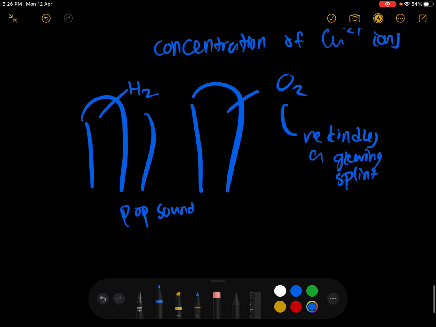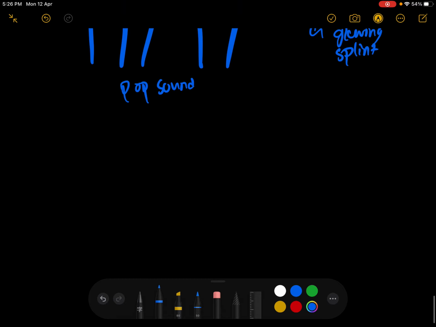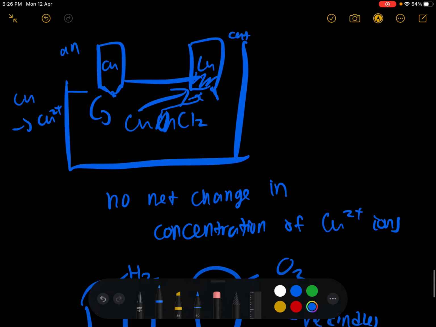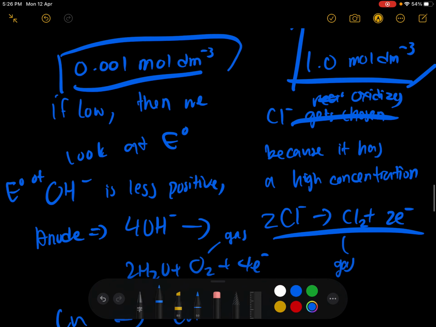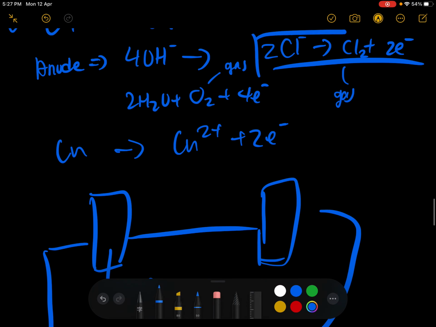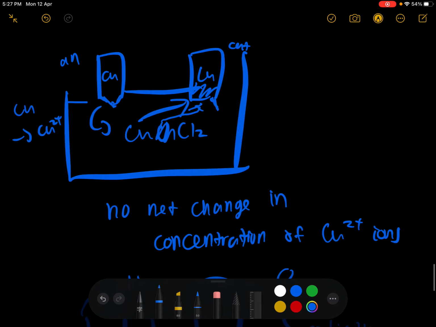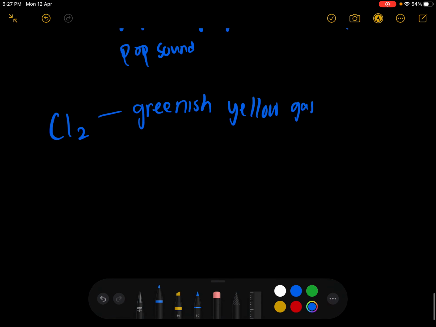Another thing would be chlorine gas. Chlorine gas is greenish yellow. So if chlorine gas forms, like for example in this part here, you have to write that greenish yellow gas is formed.